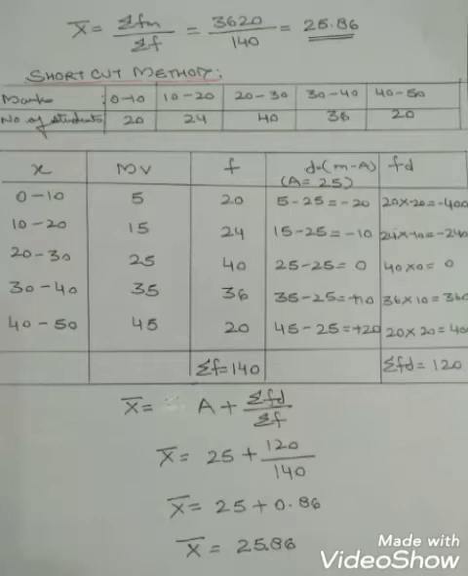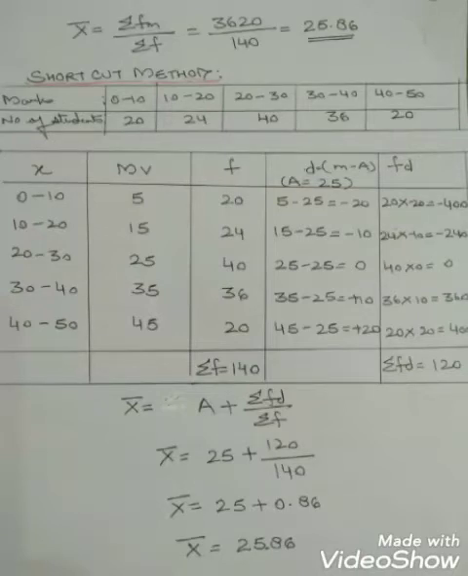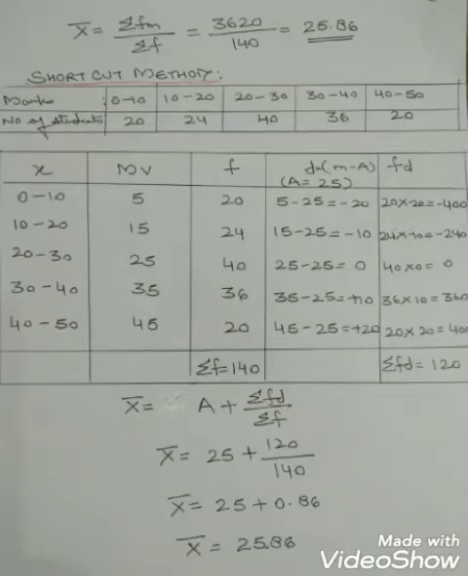Then the second column is mid value. Here I have written it directly because already in the direct method I have told you how to calculate mid value. We have added 0 and 10 together and divided by 2. Similarly, 10 and 20 together divided by 2, we got 15. And similarly we got 25, 35 and 45. Next is frequency. Frequency as it has been given, I have written similarly 20, 24, 40, 36, 20, and then we have taken out the deviation.